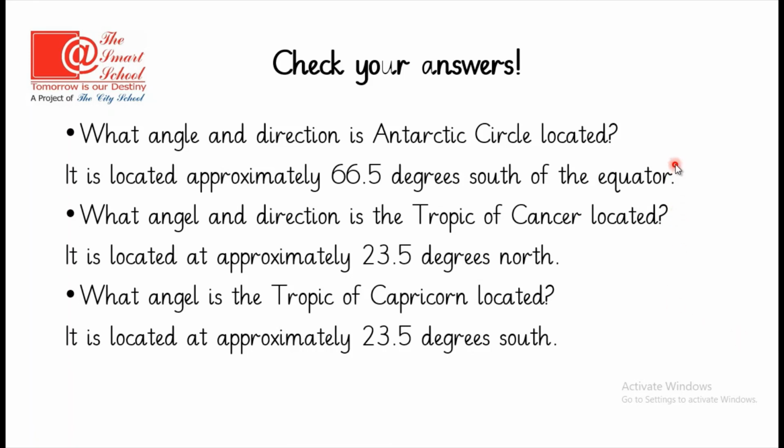What angle and direction is Antarctic Circle located? Yes, it's located approximately 66.5 degrees south of the equator. What angle and direction is the Tropic of Cancer located? It is located at approximately 23.5 degrees north. What angle is the Tropic of Capricorn located? It's located at approximately 23.5 degrees south.